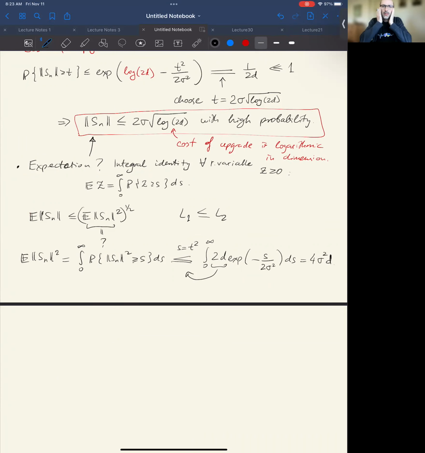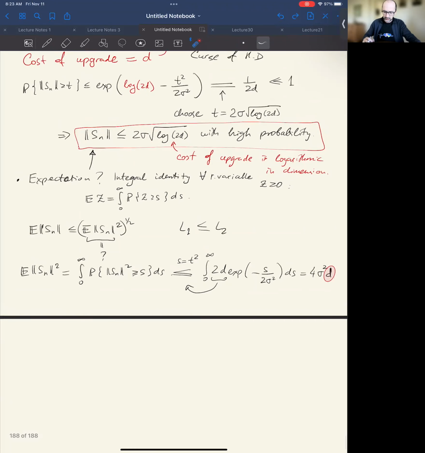Okay, that's bad. What did we do? You see how bad it is? It's d. What happened? Now it's linear in d. It's supposed to be logarithmic in d. We were hoping for something like this, logarithmic in d. We didn't expect linear in d. That's bad. And we did everything right.